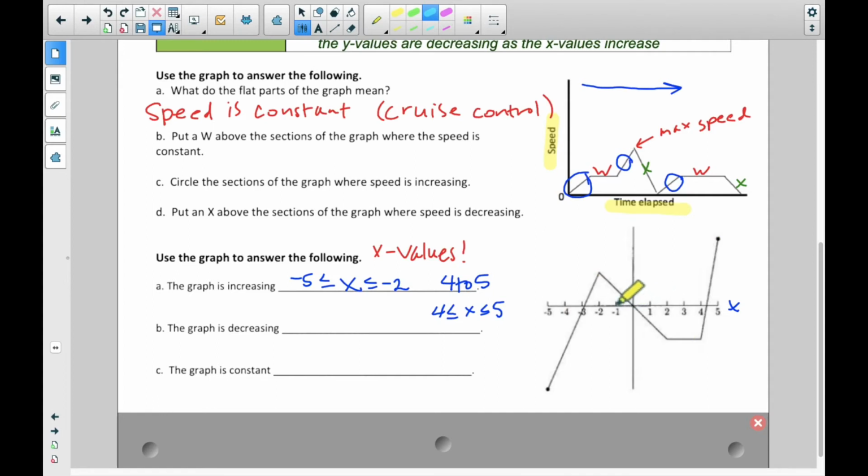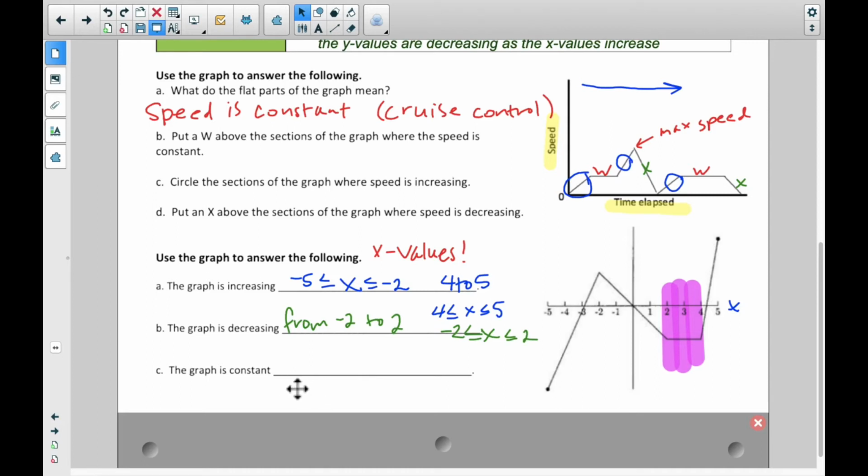Okay, next question is decreasing. So from here to here, it's decreasing. But remember, we want the x values. So when we look at this, we specifically want the x values. And so we could say from -2 to 2, that's where it's going down. I always use my x values for these. If I said that as an inequality, I would say -2 less than or equal to x less than or equal to 2.